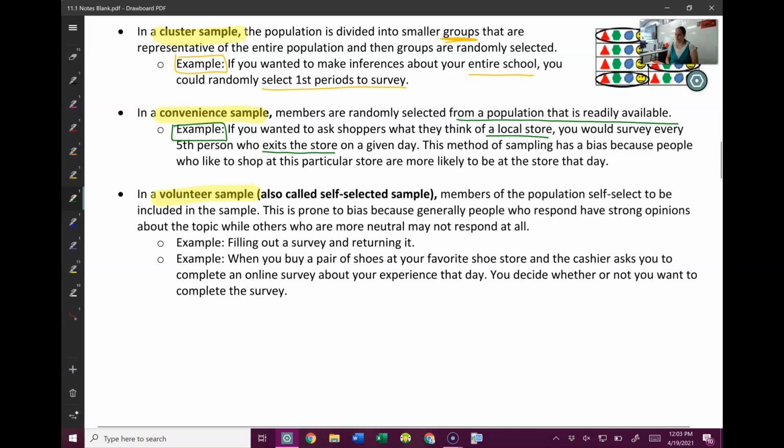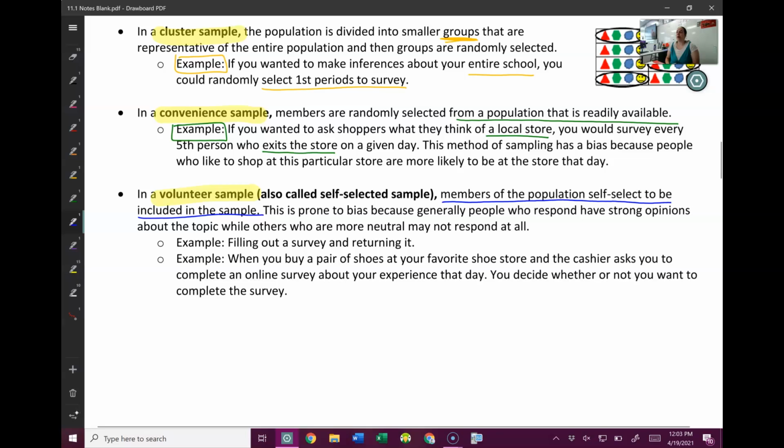Very convenient. Versus our last one, volunteer sampling, also called self-select sampling. I guarantee you have been part of a volunteer sample. If you have ever gotten an email that was like, hey, if you liked our product, will you rate us? Will you give us a review? That is volunteer sampling or self-select sampling. It's where you choose if you are going to answer the survey. So members of the population self-select to be included in the sample.